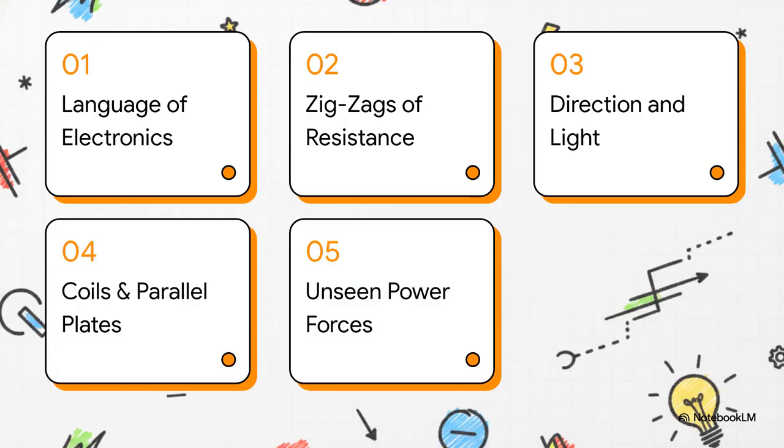Okay, here's our roadmap for today. First, the language of electronics. Second, the zigzags of resistance. Third, direction and light. Fourth, coils and parallel plates. And finally, number 5, the unseen power forces. Let's jump right into it.